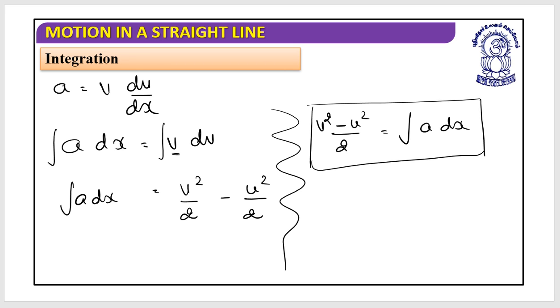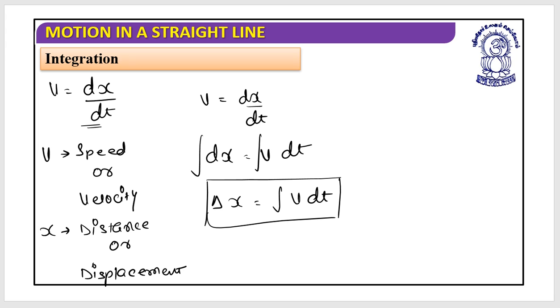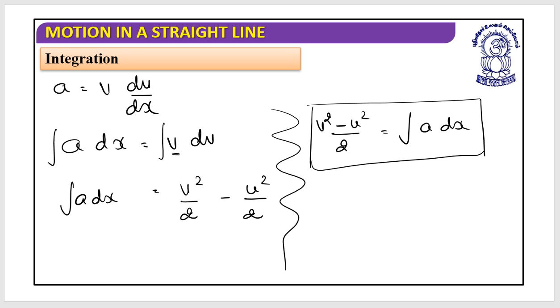Do you remember each and everything? Yes, my first formula is delta v equal to the integration of a dt. Second formula, delta x is equal to the integration of v dt. And my third formula, v square minus u square by 2 is equal to the integration of a dx.